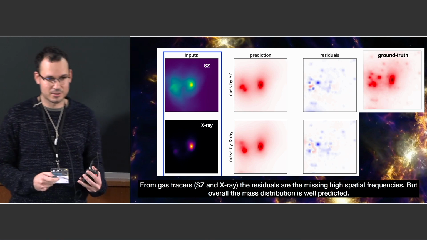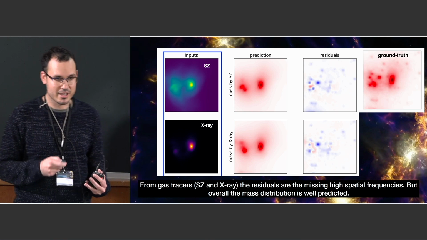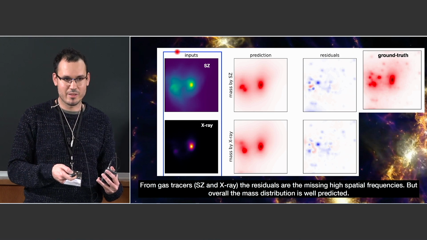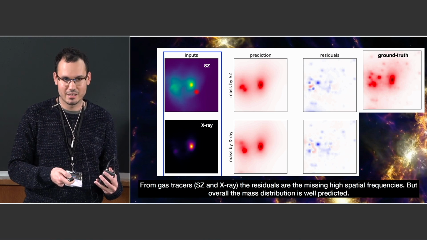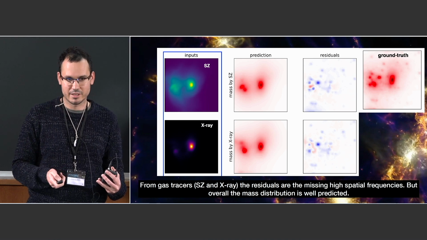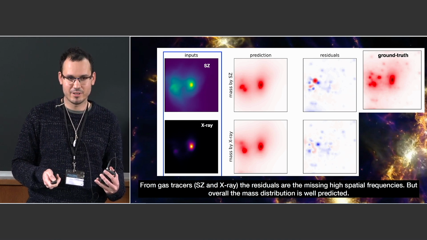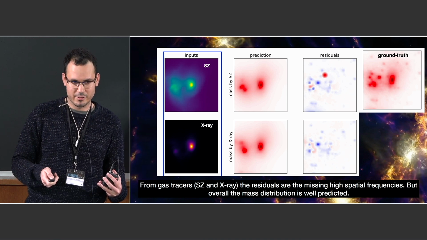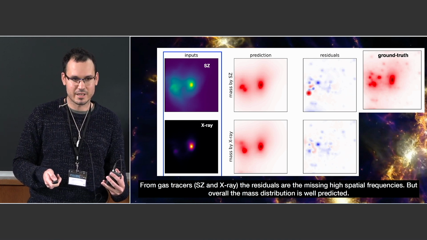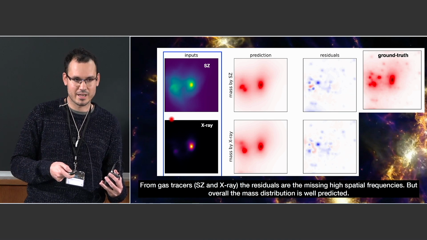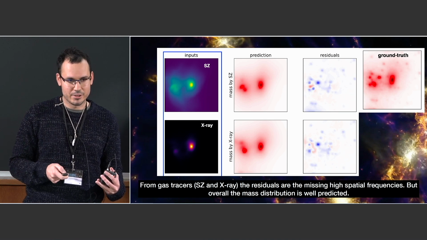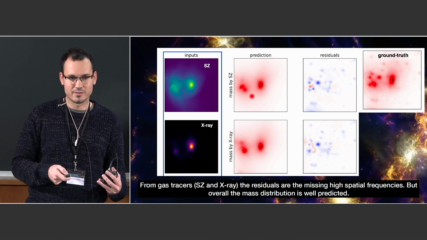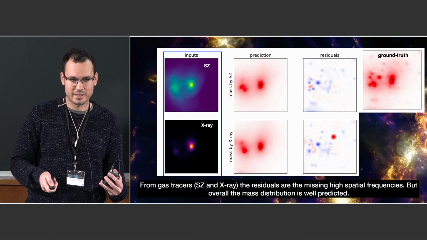Okay, going to talk about the predictions. From this SZ map, we can have a single view model, and we end up with this prediction. This is the ground truth. You can see from the residuals, which are the difference between this and this, that you find all the substructures that, of course, you see in the original map, are missing. So if you use gas tracers, SZ or X-ray, you end up with a continuous field with all these points that are missing.